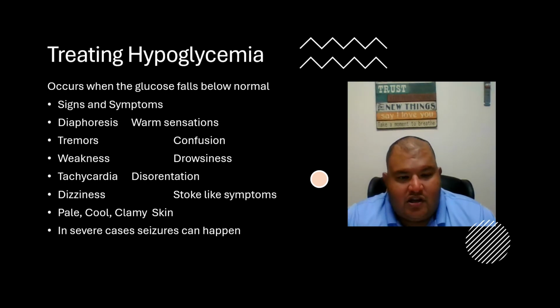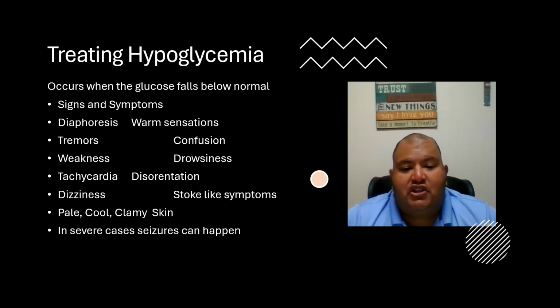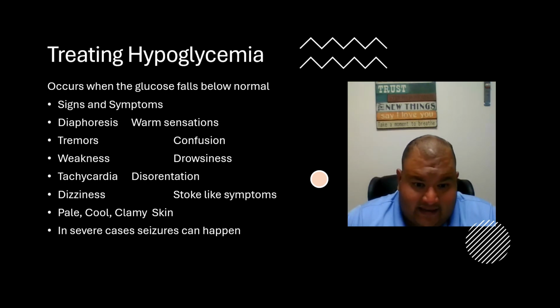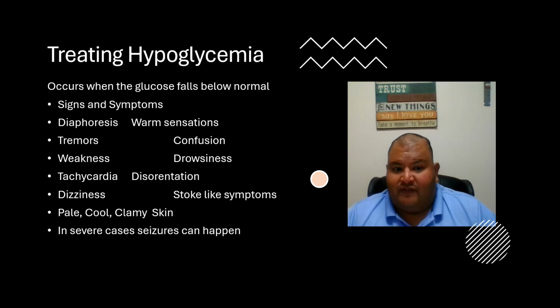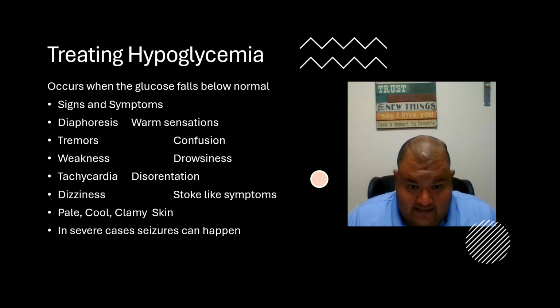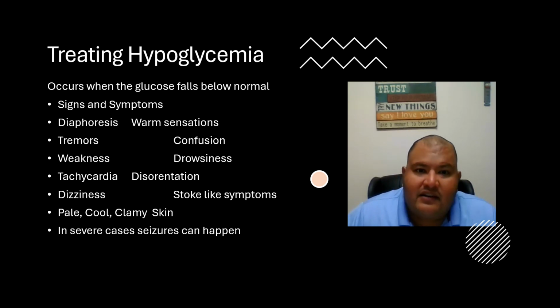And let's talk about treatment. Let's talk about treating hypoglycemia first. When does hypoglycemia occur? When your blood sugar falls below normal and it starts to affect the patient. What are some signs and symptoms to look out for? Diaphoresis, tremors, weakness, tachycardia, dizziness. The patient can present pale, cool, and clammy. They feel warm sensations, they feel confused, drowsy, disoriented. Some of them even present with stroke-like symptoms, and in severe cases, seizures can happen, and they can become unresponsive.